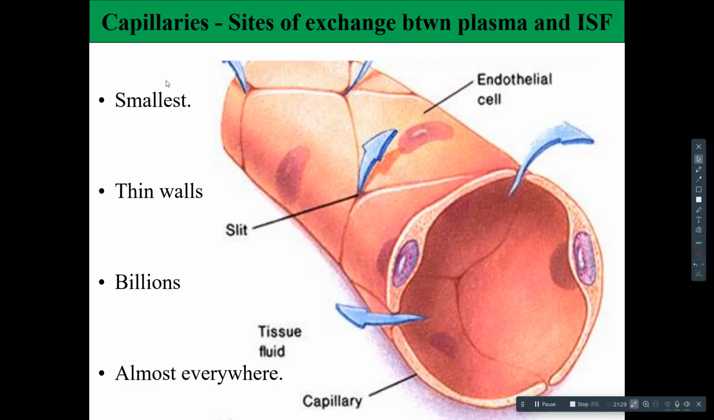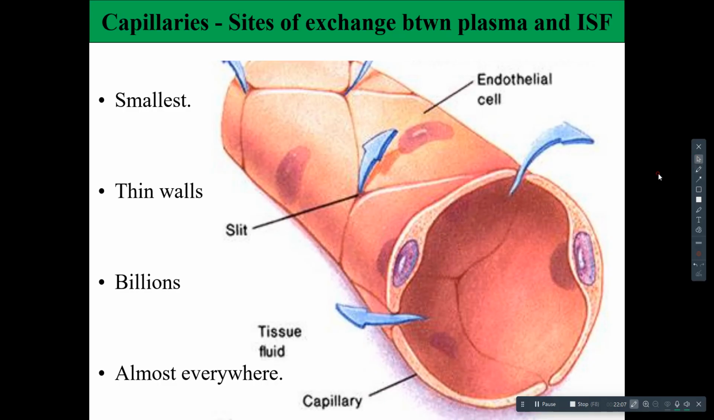Anyhow, capillaries, billions of them, exchange sites. I'm able to have billions because they're tiny. I'm able to be great at exchange because the wall is really thin. One layer of simple squamous epithelium here, just the tunica interna. And I have capillaries almost everywhere. The only place I don't have capillaries is in epithelial tissue. I don't have very many capillaries in tendons, in ligaments, in the cornea of my eye, in the lens of my eye either.